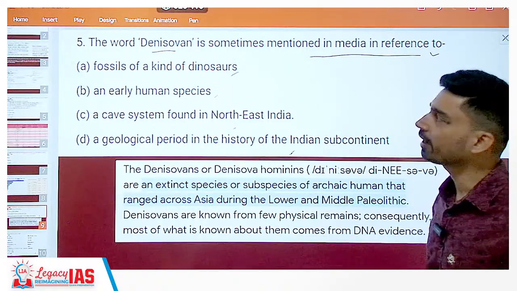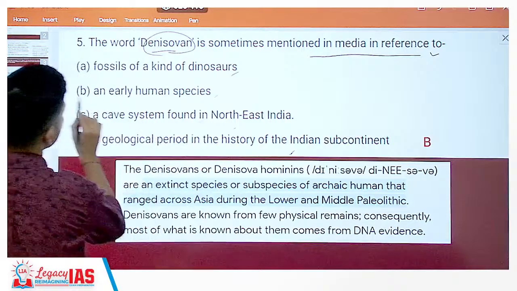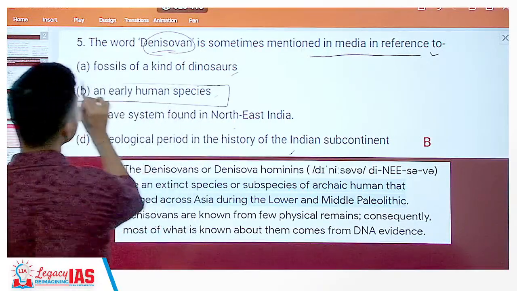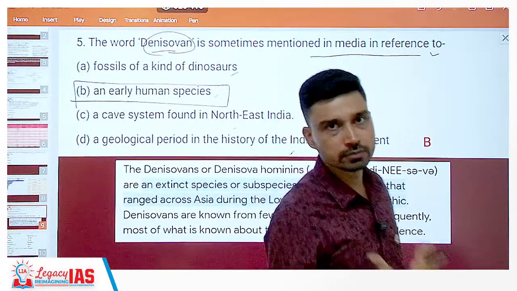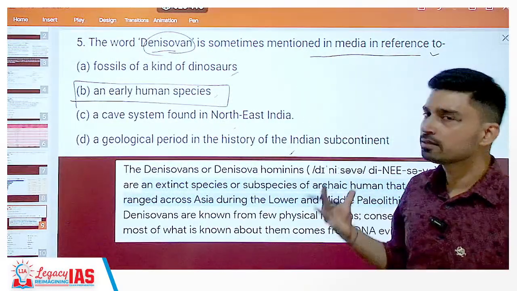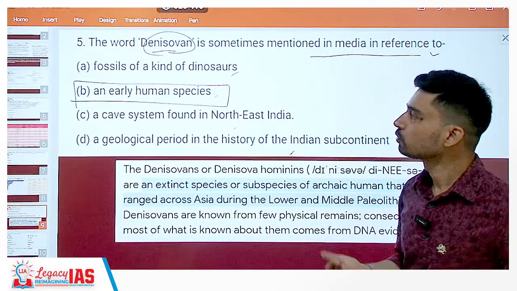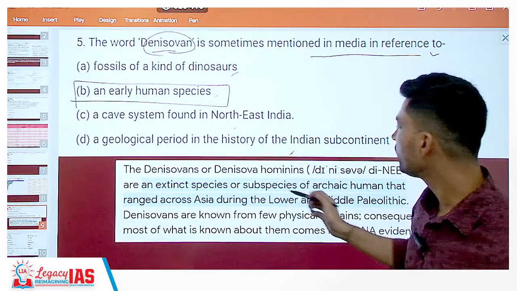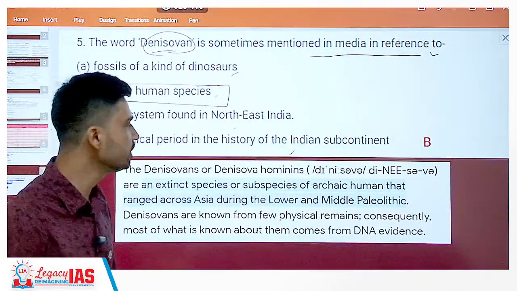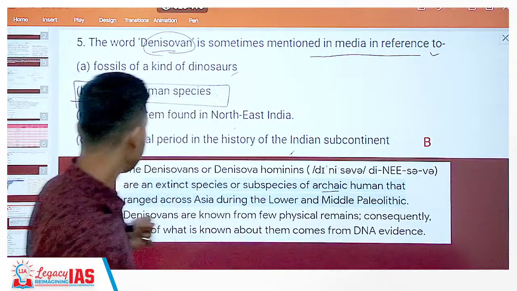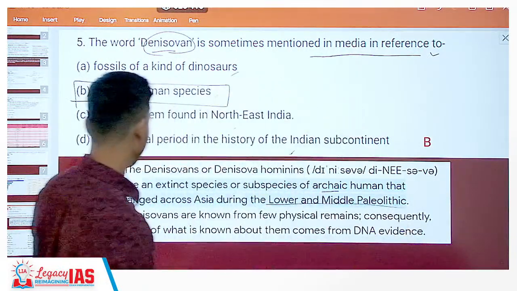Now again, this is a factual question. Denisovan is a term used for classifying an early human species, which anthropologists believe bifurcated from the Homo neanderthals. So, an early human species. Denisovans, or Denisova hominis as it is called, are an extinct species or subspecies of archaic human that ranged across Asia during the lower and middle Paleolithic period.